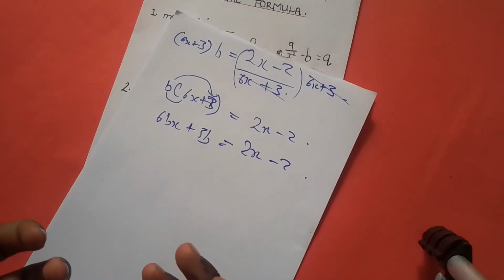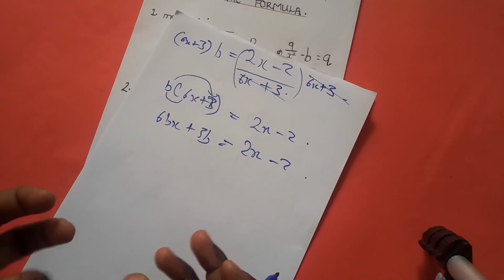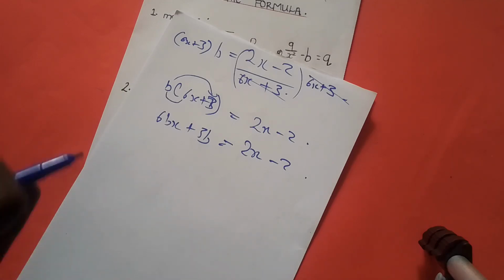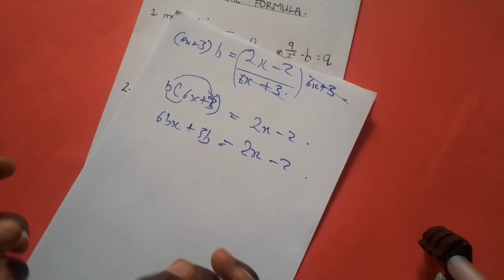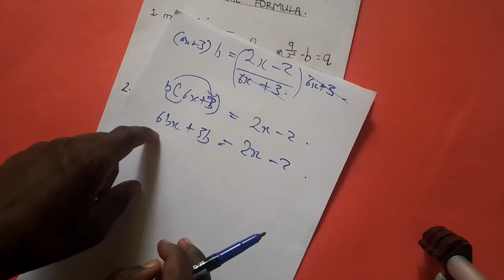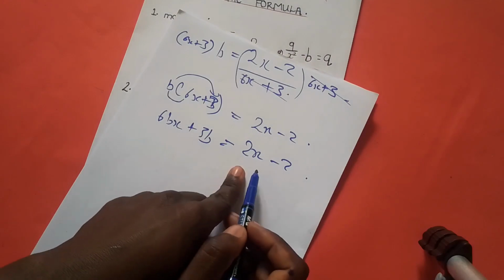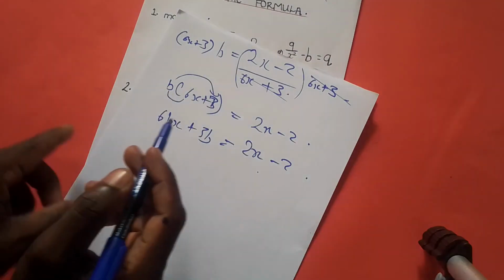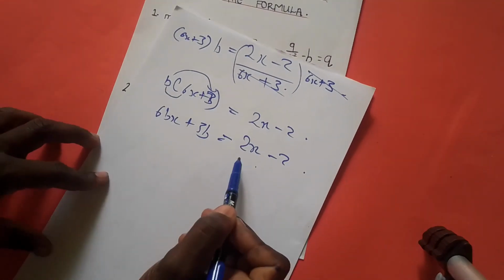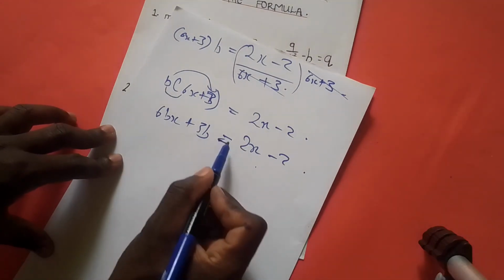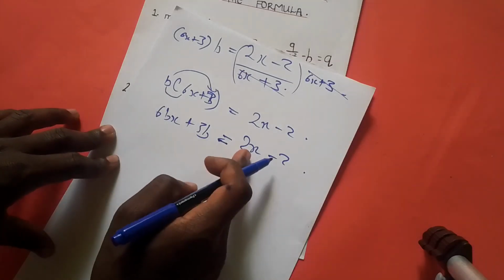So we are going to do some rearrangement now to put the terms in x closer to each other so that we can make x the subject of the formula, right? So we have 6bx here and we have 2x here. So I'm going to fly this 2x across the equation and fly this 3b across the equation. This is a positive 2x. When it flies across the equal sign, it will become a negative 2x.